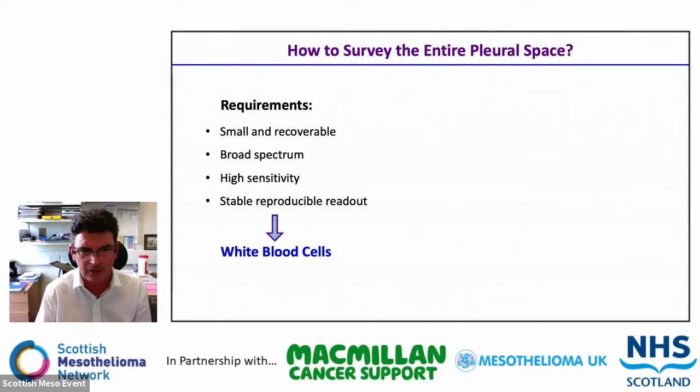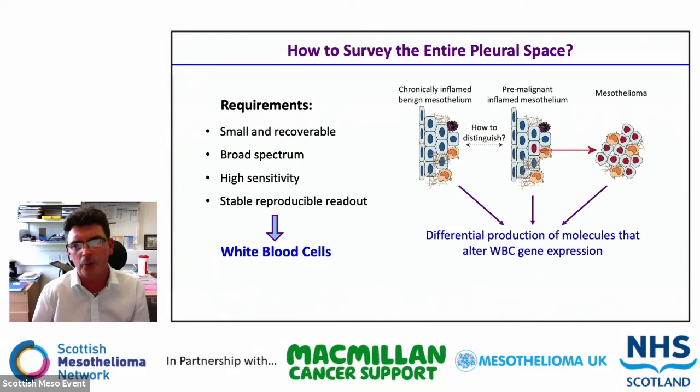Well, it turns out that that's precisely what white blood cells do. You get lots of white blood cells getting into the pleural cavity, surveying the entire pleural space, and they're incredibly sensitive to the kinds of molecules that are being produced by the environment. They respond to those molecules by changing their gene expression patterns. So considering various disease states here, either chronically inflamed mesothelium that's truly benign, or indeed pre-malignant inflamed mesothelium, where you may have a small number of malignant cells, currently we're unable to distinguish between those two disease states.